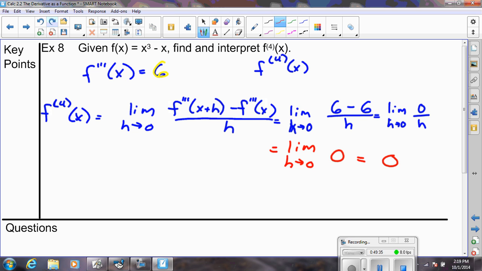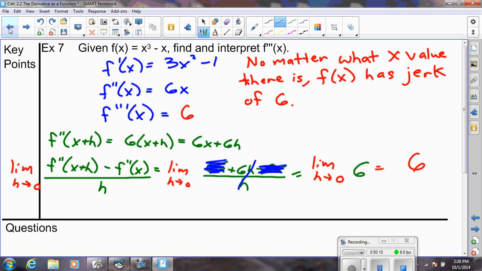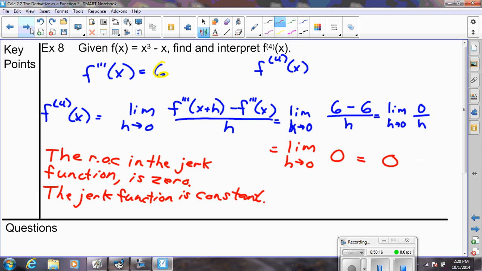So our fourth derivative, the rate of change in the third derivative, which is the jerk function, is 0, which is just another way of saying the jerk function is a constant. Well, that shouldn't be too much of a surprise. We just did the jerk function and saw that it was a constant 6, so it shouldn't be big news that the fourth derivative would be 0.